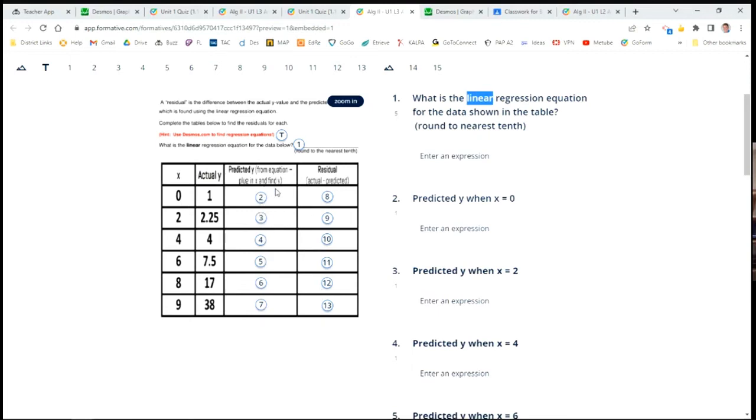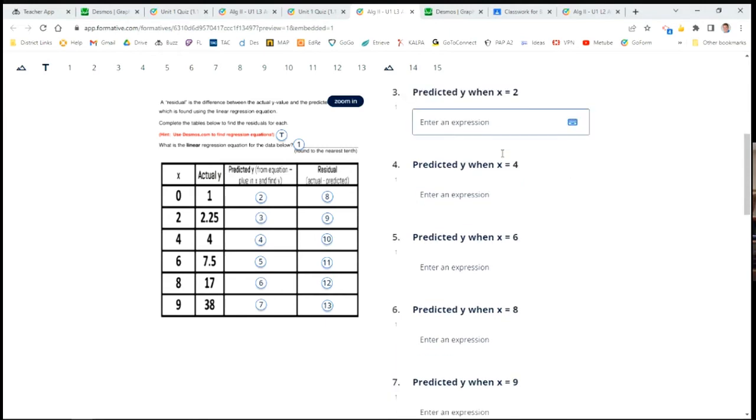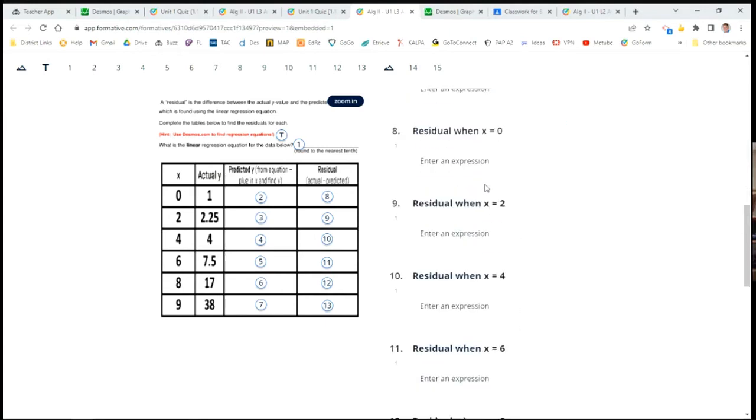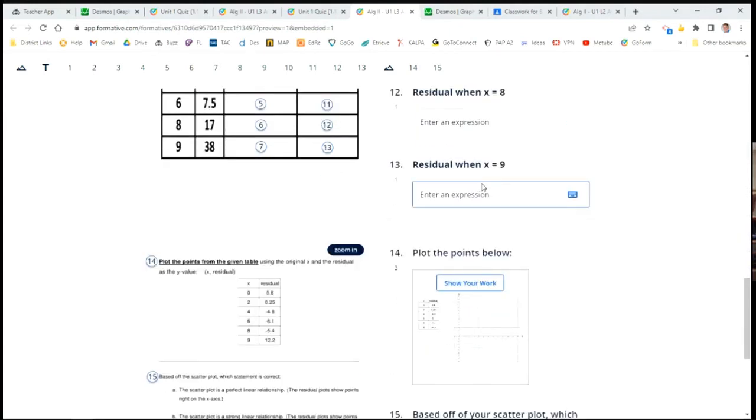Fill out all of these using your equation. When x is 0, what is your predicted y? When it's 2, what's your predicted y? 4, 6, and then the residual, actual minus the predicted. So you put all of those in here, predicted when x is 2, 4, 6, 8, 9, and then what's the added residual?